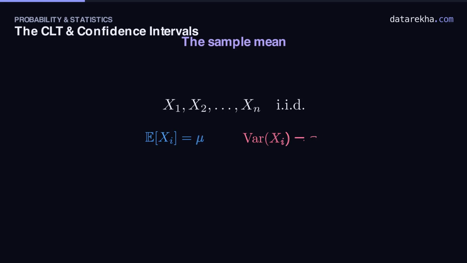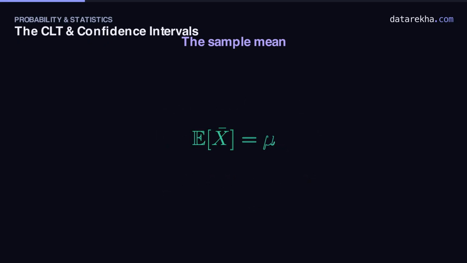We take a sample of size n observations, each drawn the same way and not influencing the others. We call that independent and identically distributed. Every single one shares the same population mean mu, and the same variance sigma squared. The star of the show is the sample mean x bar. Just add up all n observations and divide by n. It's a number you compute from your data. But here's the subtle part. Because the data is random, x bar is random too. It has its own distribution.